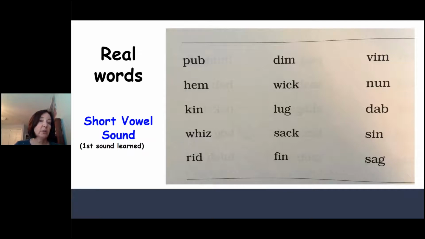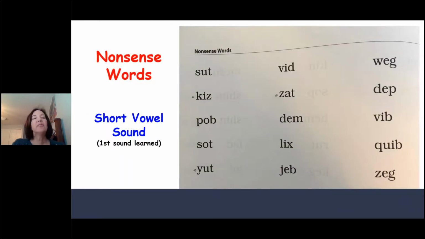The video is turned back on now, and we're going to move on to the next set of practice. These are nonsense words, and in my experience, you will find these much more difficult to read. Again, they're all going to be short vowel sounds, and you know that because in each one you've got a vowel followed by a consonant, and there is no silent E over here that's going to make it say its long sound. So they're all going to be short vowel sounds.